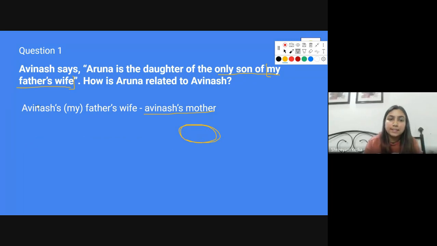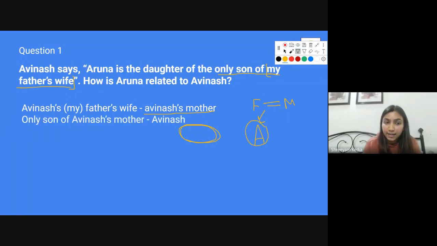Dekho. This is clear ki Avinash's father's wife would be Avinash's mother. Theek hai? So we have Avinash here. This is his father. His father's wife is his mother. So this is what it says. Then next is only son of my father's wife. So we're talking about Avinash himself, right? Only son of Avinash's mother. We figured this out. Only son of my father's wife would be Avinash himself. Theek hai? This is clear now.